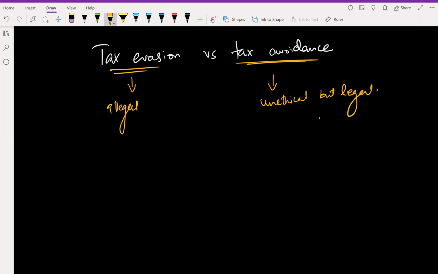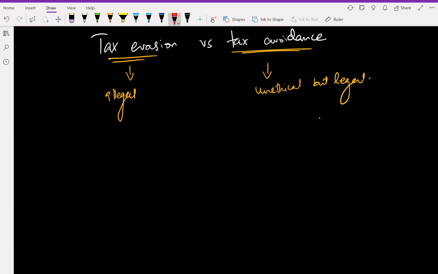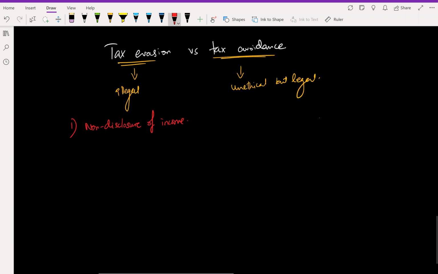Tax evasion is very easy. Two main examples that I'm going to give you for tax evasion. Number one, non-disclosure of income. That is tax evasion. That means, let's say you earned £1,000, but you didn't disclose it. So that's tax evasion. That means you are not disclosing the source so that you can evade. That means you cannot in any situation pay tax.